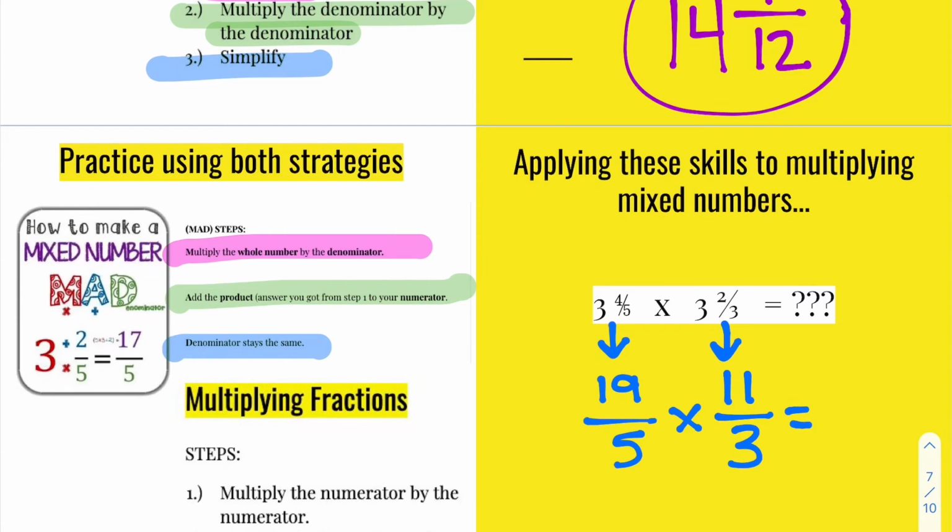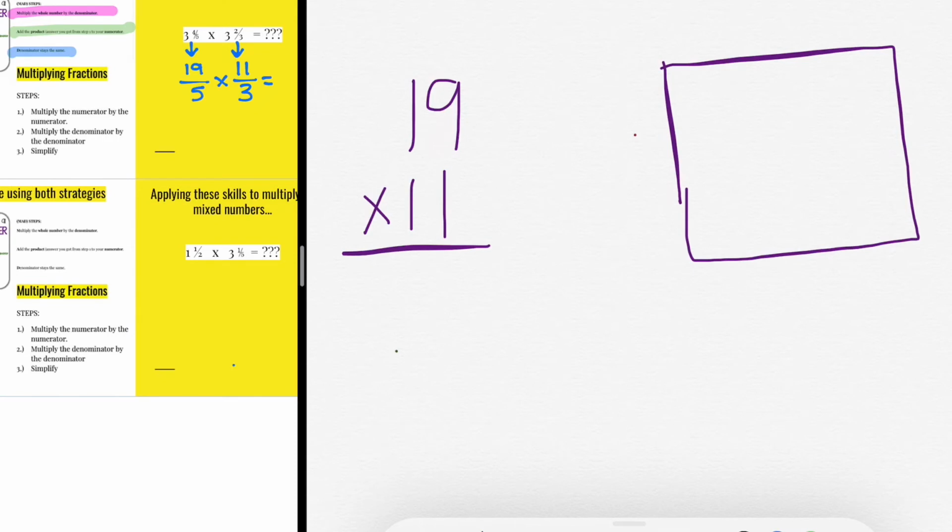And again, I have big numbers, so I'm going to use the area model I learned earlier in the week. To solve for 19 times 11, I am going to use the area model and partial product method. To do this, I'm going to write down 19 times 11 and draw my box, so I'm ready to go. The first step in using this method is breaking my numbers into smaller pieces to make them easier to work with. And I will do this by using expanded form.